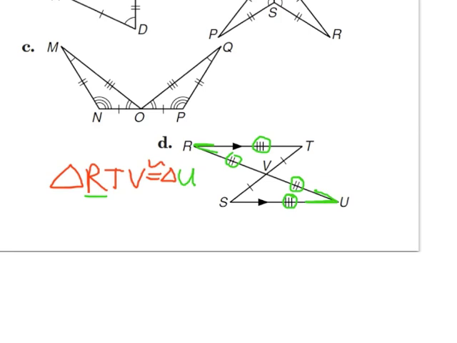Now, we moved from R to T to V. So R towards T, end up at V. Again, we're going to start at U. We're going to move along that parallel line and end up at V. So it should be USV. And those are the congruent triangles.